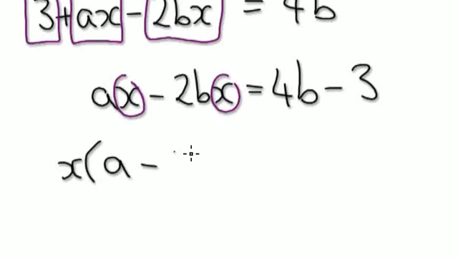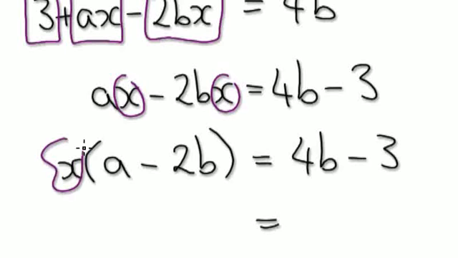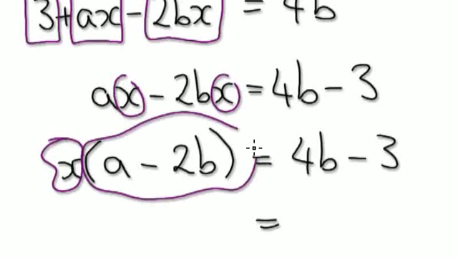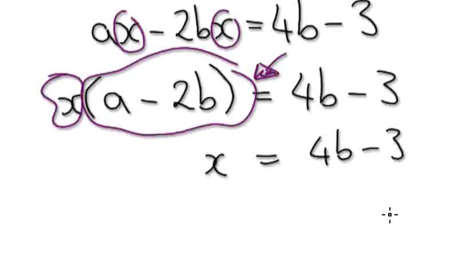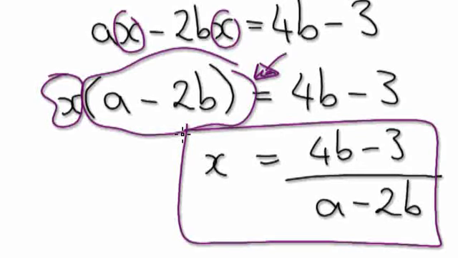So it would be a minus 2b equals 4b minus 3. Now visualize it as this bubble timesing this bubble. So let's divide both sides by this bubble here. So it will be x equals 4b minus 3, divided by a minus 2b. So there, x is the subject. Okay?